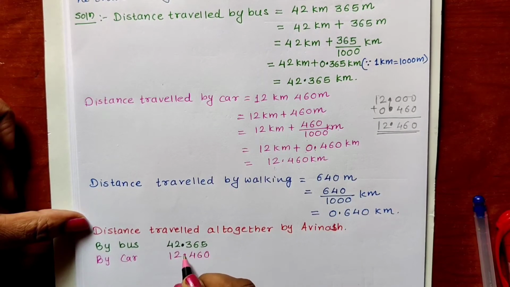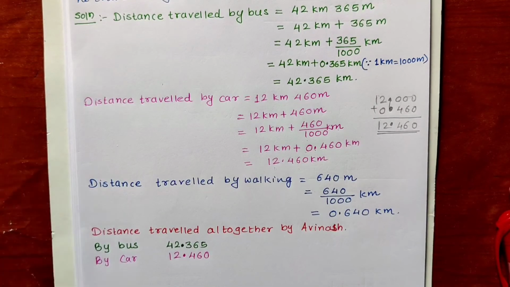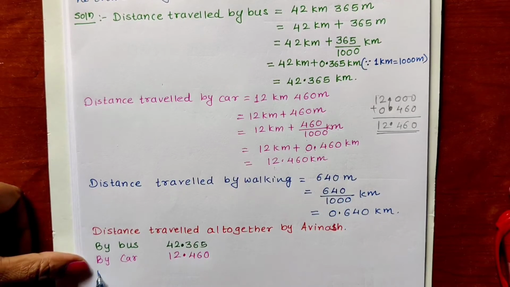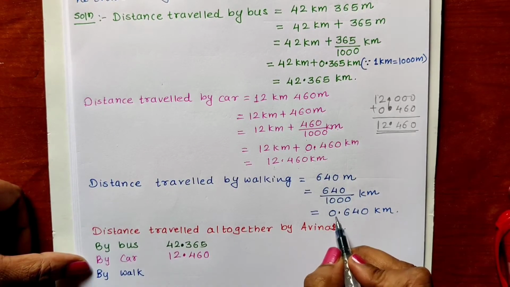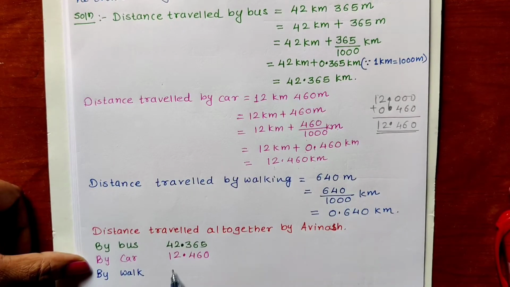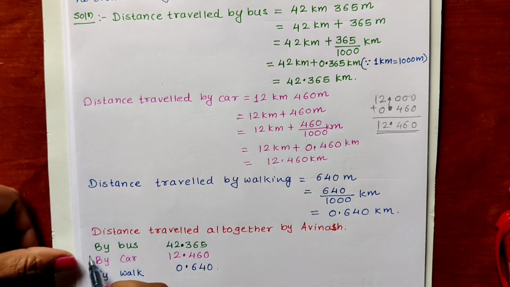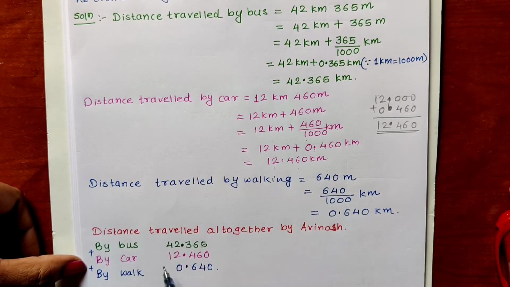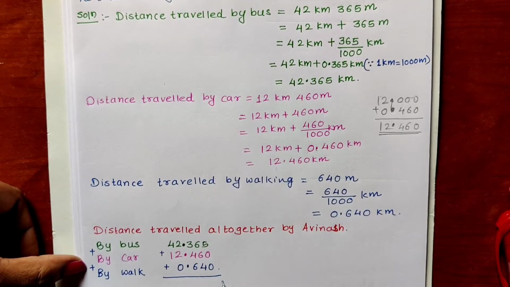12.460. You have to write point below point. Write it properly, very carefully. And then by walking or by walk, how much? 0.640. So here I write 0.640. And all together we have to find. That means what we have to do? We have to add all these distances. Add. Here also we can write addition sign. And now we can add all the distances.